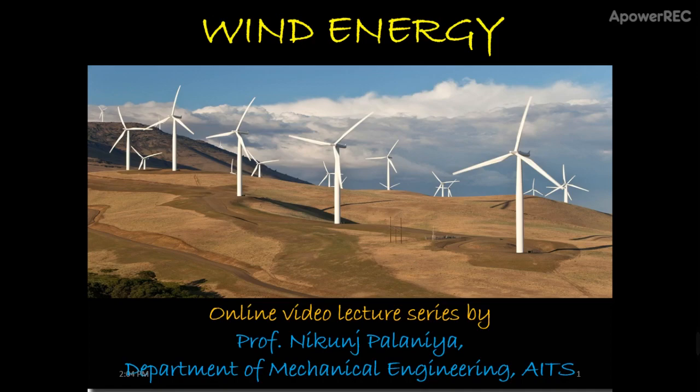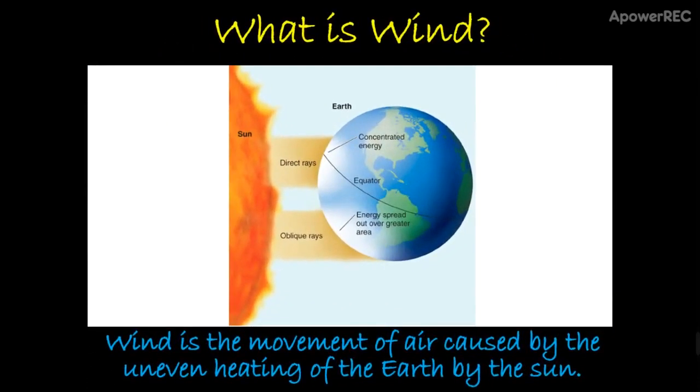Today we are going to discuss wind energy. So first of all, let's see what is wind. As we all know, wind is a movement of air caused by uneven heating of the earth's surface by the sun. It can be observed from this image that the equator receives direct sun rays while the north and south poles do not. So there is a significant difference of temperature between the poles and the equator. This is responsible for generation of the wind.